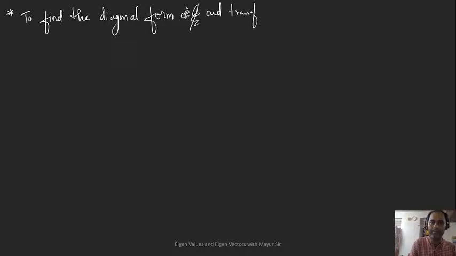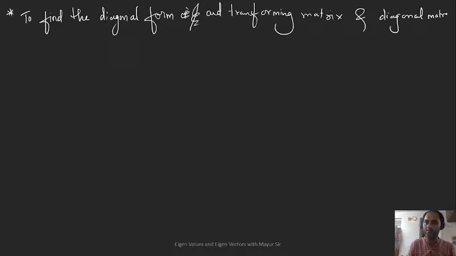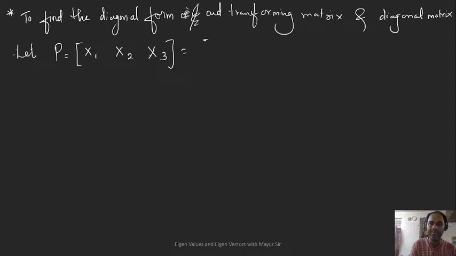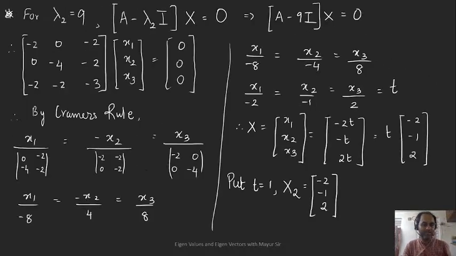and transforming matrix and diagonal matrix. So here we write, let P equal to capital X1 X2 X3. So P equal to x1 x2 x3. What is P then? We will have P made up of all the eigenvectors that we have found.